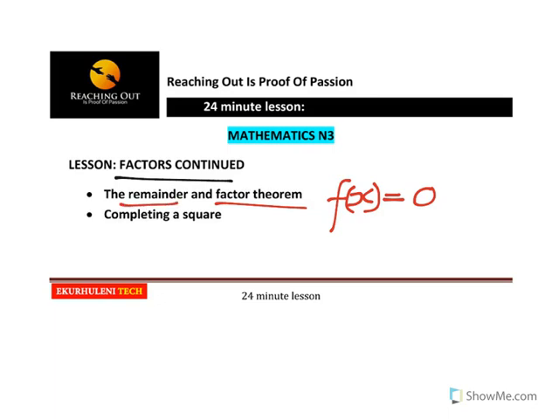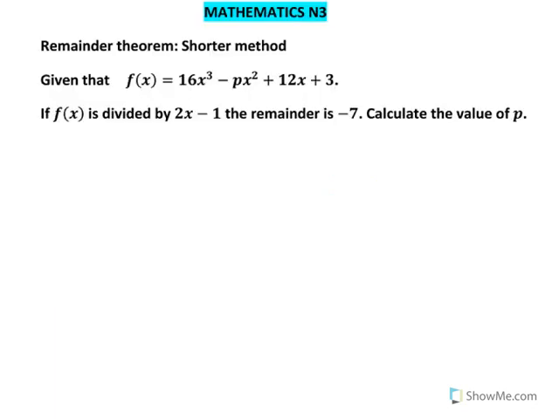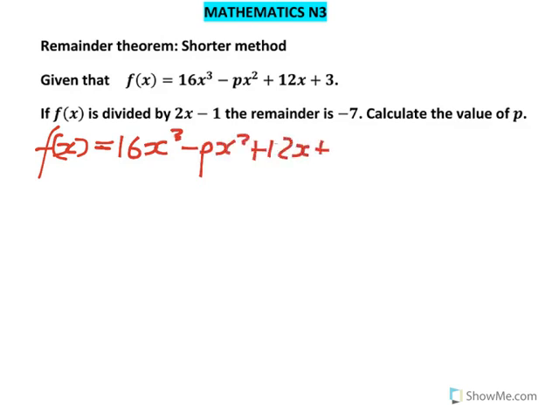Now let us continue with the previous example that we were doing, and then we move on from there. After we've done that, we will go on to look at completing the square. Now quickly, they gave us f of x. We did this one previously, but we did not finish it. It was 16x cubed minus px squared plus 12x plus 3, and they are telling you that it is divided by 2x minus 1.